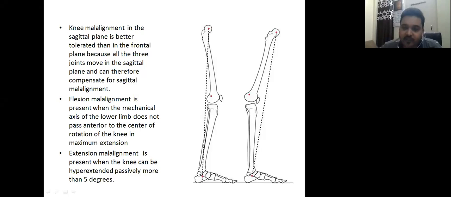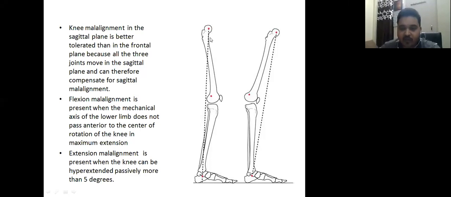Sorry for the interruption. So I was talking about the sagittal plane deformity. I'll continue. We have to basically rule out whether there is a flexion deformity in the knee or if there is a hyperextension. So flexion malalignment is present when the mechanical axis of the lower limb does not pass anterior to the center of the knee joint in maximum extension.